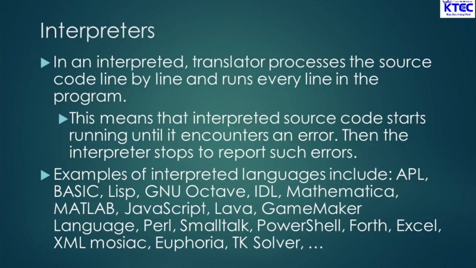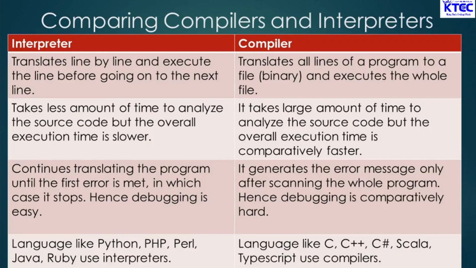Now let's look at examples of languages that use the interpreter. We have APL, Basic, Lisp, GNU Octave, IDL, Mathematica, MATLAB, JavaScript, Lava, Game Maker language. We have many more as you can think of. You can search for more of them. Now let's try comparing the compilers and the interpreters.